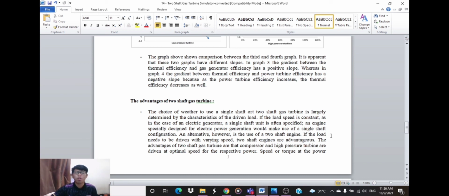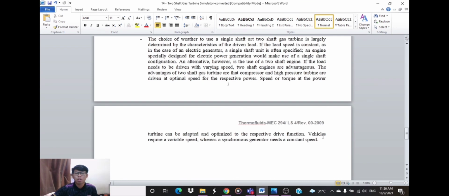The advantages of a two-shaft gas turbine are that the compressor and high pressure turbine are driven at optimal speed for the respective power. Speed or torque at the power turbine can be adapted and optimized to the respective drive function. Vehicles require a variable speed, whereas a synchronous generator needs a constant speed.